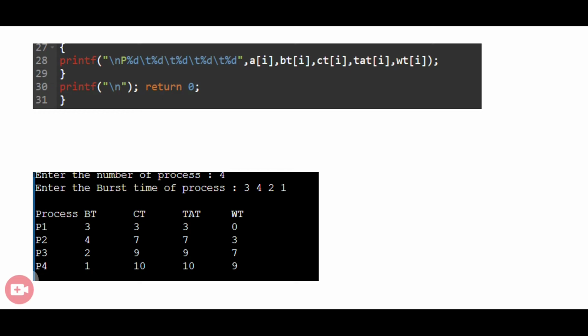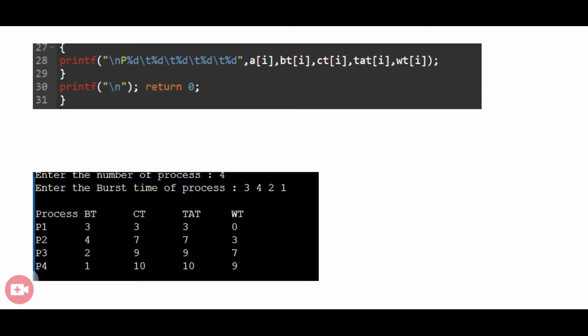So what is the completion time of the first process? It is 3. So burst time is equal to the completion time, it's the total execution time. Then after 3 time periods, P2 will enter into its execution. The burst time of P2 is 4. So the total time required to complete the process P2 is 3 plus 4, that is equal to 7.